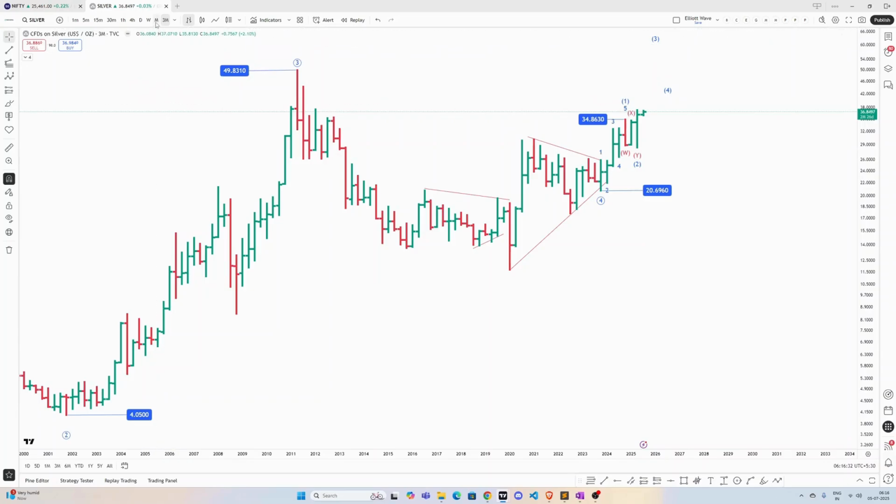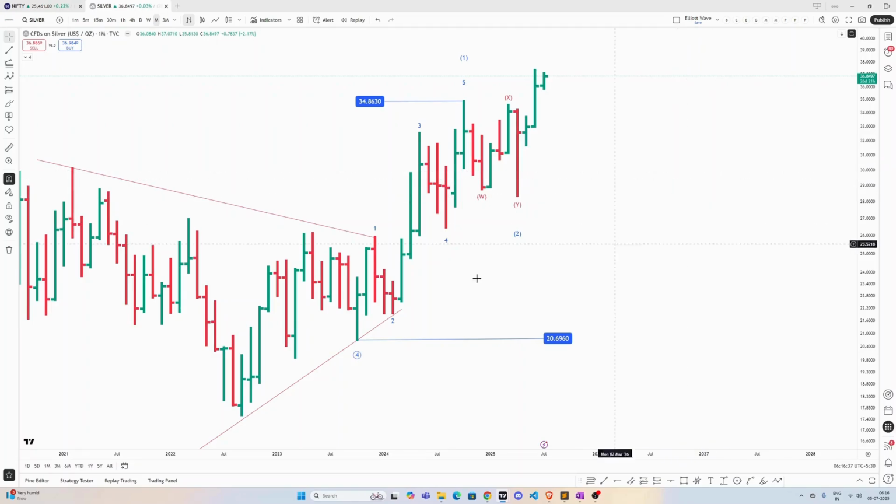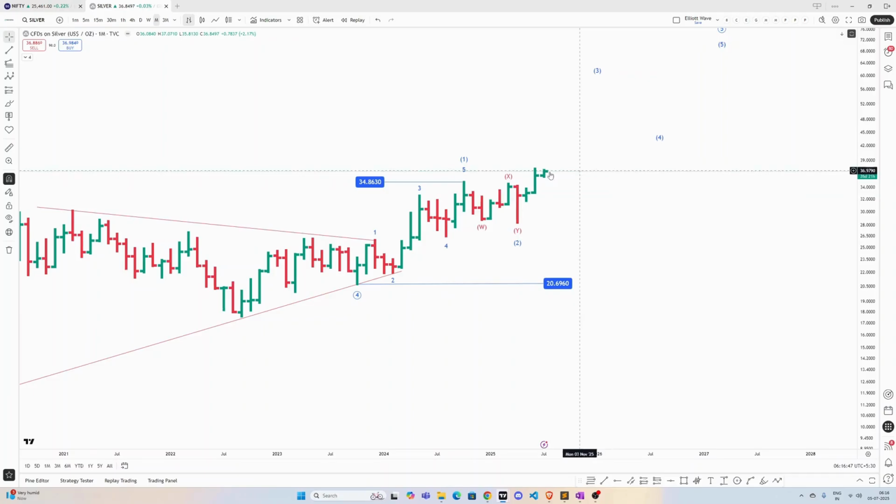Now let's go to the monthly chart for a deeper look. Here you can see this is a clean 1, 2, 3, 4, 5. So this is wave 1, and this was WXY. So this is wave 2, and now we have started this wave 3, right?